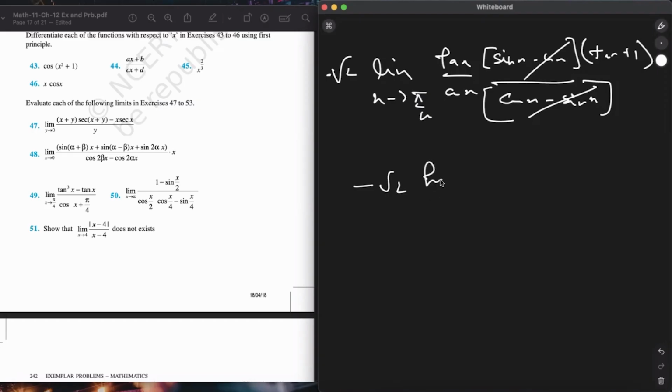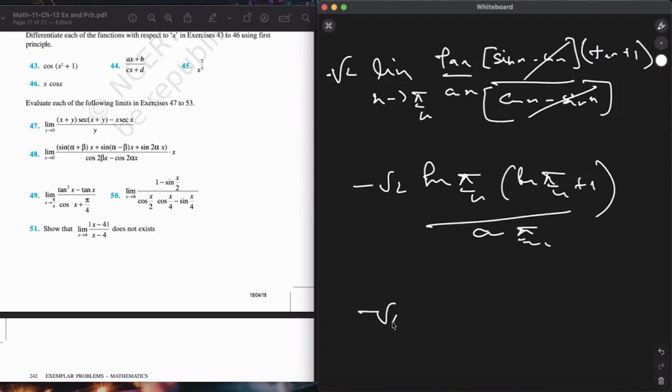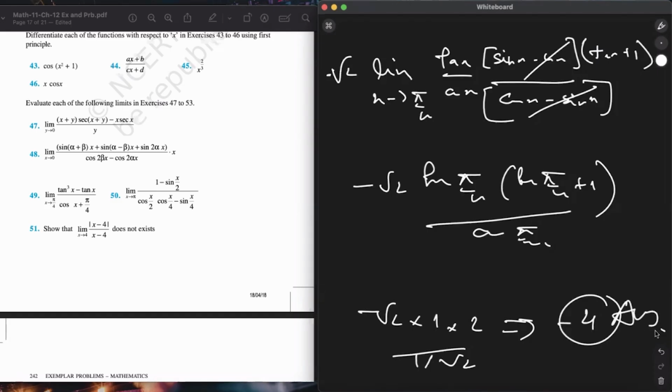Now I'll just put in the values for x. Inside I have tan pi by 4 plus 1 divided by cos pi by 4. So minus under root 2 into 1 into 2 by 1 gone under root 2, right? So that will leave me with root 2 times 2. So it is 2 times 2 minus, and it is a minus 4. That will be your answer. Okay. So let's move on to the next question, which is question number 50.